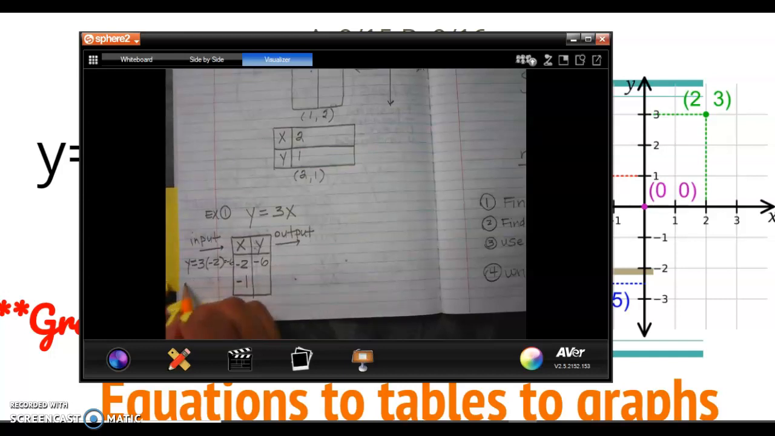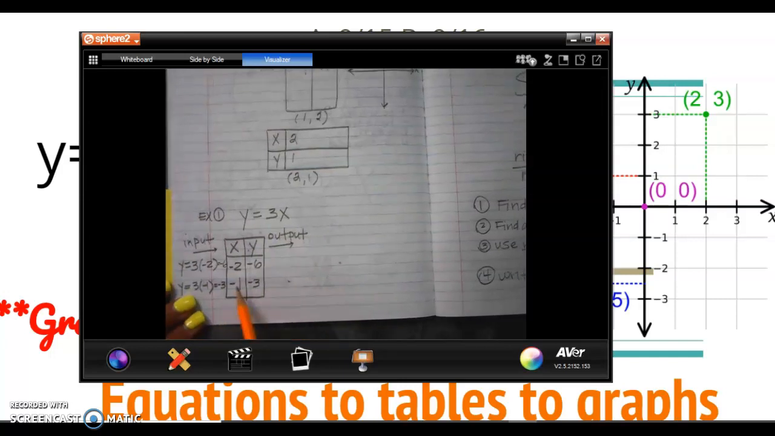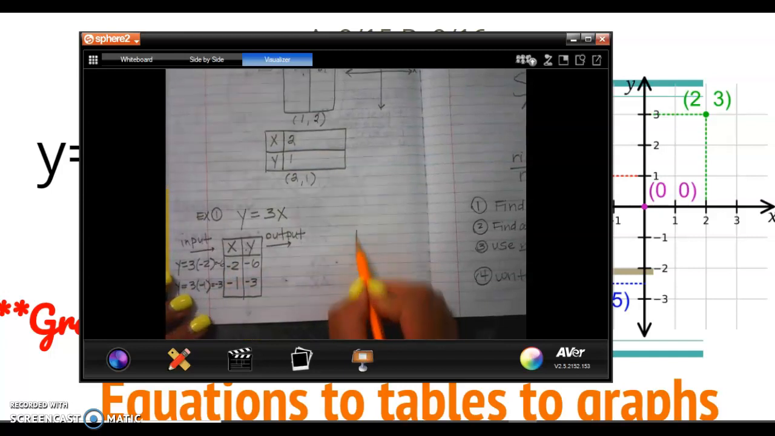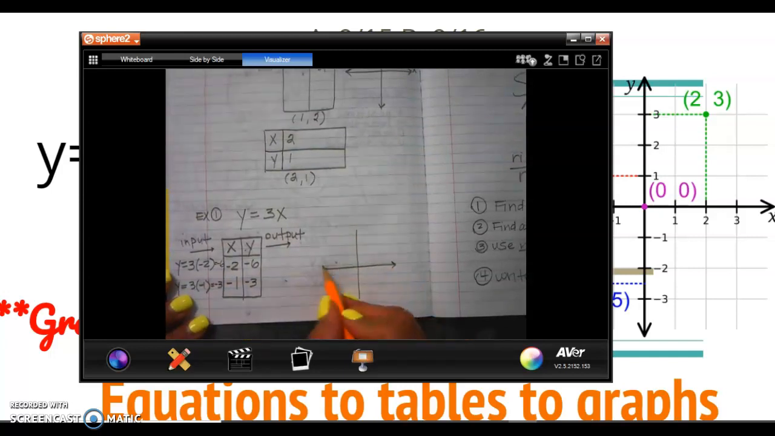We're going to do the same process. y = 3 times, instead of the -2, I have a new x value, -1. So 3 times -1 is equal to -3. Since that is my answer, my output, it goes right here under my y column. Once we have our table filled out, we're going to do our graph.